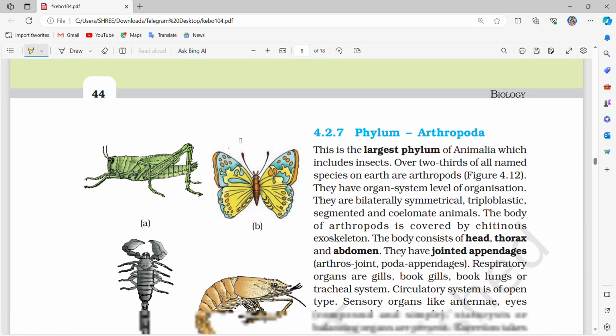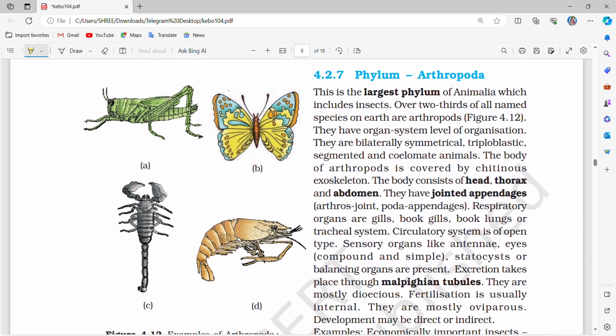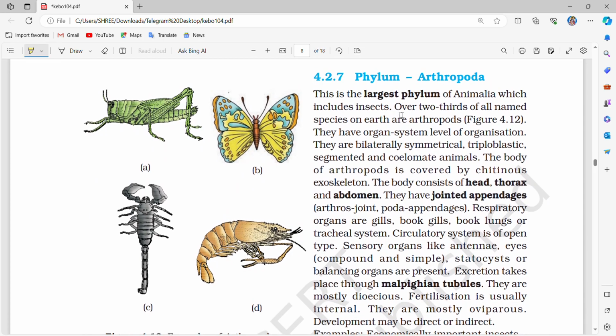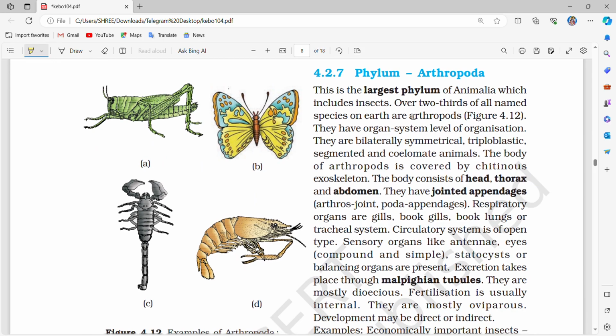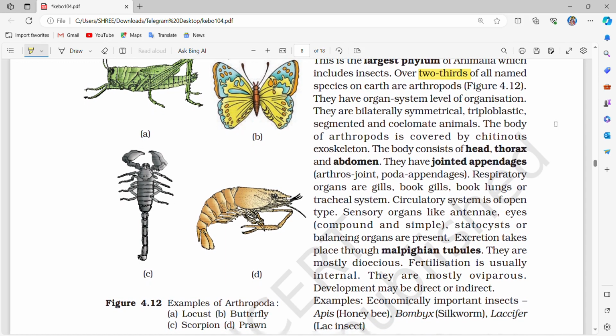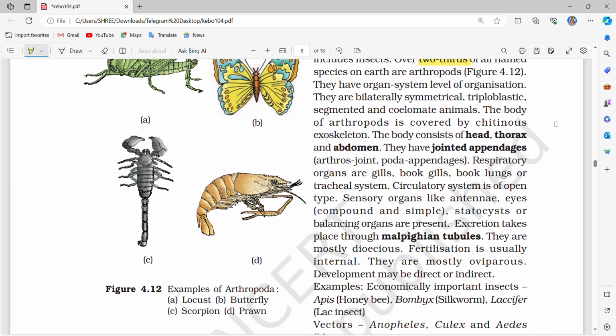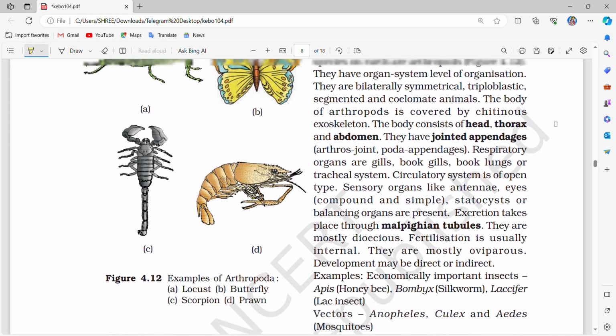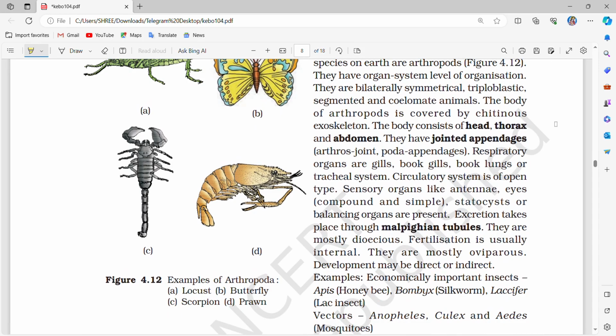4.2.7 Phylum Arthropoda. This is the largest phylum of Animalia which includes insects. Over 2/3 of all named species on Earth are arthropods, figure 4.12. They have organ system level of organization. They are bilaterally symmetrical, triploblastic, segmented and coelomate animals. The body of arthropods is covered by chitinous exoskeleton. The body consists of head, thorax and abdomen. They have jointed appendages, arthros joint, poda appendages.